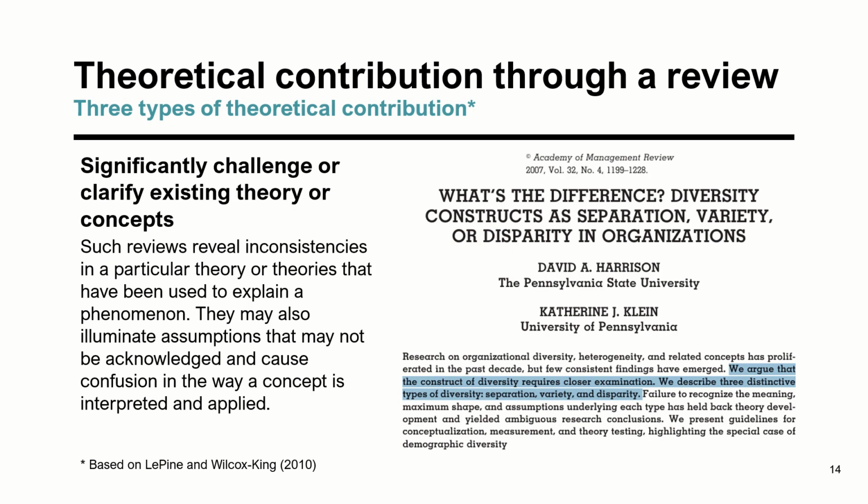Now, through a review, when we're talking about theoretical contribution, you will notice that there are 3 types of theoretical contribution. One of them is significantly challenging the existing theory. In this paper from 2007 in Academy of Management Review, they argue that diversity as a construct requires to be examined closely, and they peel the layers of diversity. They call out that there are three distinctive types of diversity: separation, variety, and disparity. That in itself is a theoretical contribution, and they discuss it in detail through this paper.